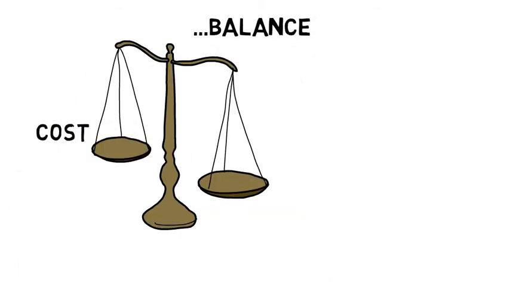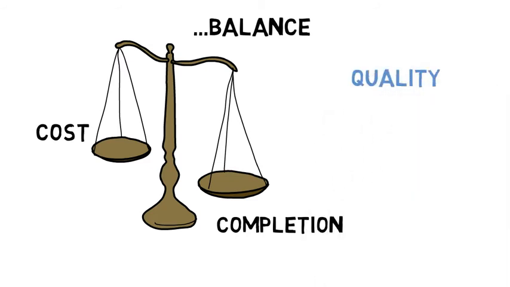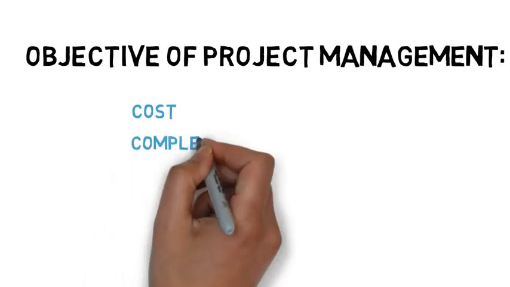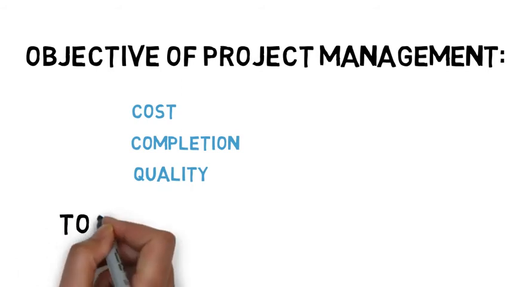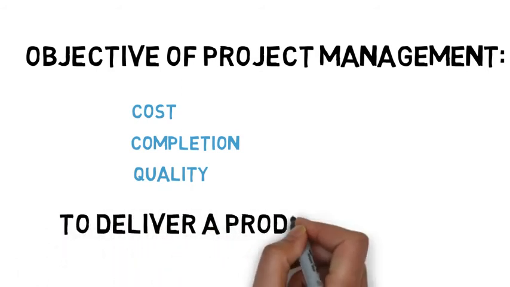There has to be a balance between managing the costs and completing the task in order to resist the temptation of sacrificing quality to achieve efficiency. The objective of project management is to manage costs, to manage completion, and to manage quality in order to deliver a product on time.